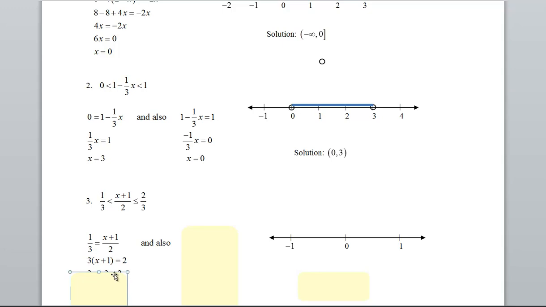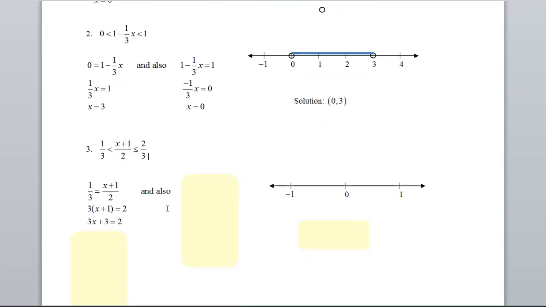Let's see what I did. Distribute the 3. So now I'm going to subtract 3. So I'm going to have 3x equals negative 1. And then divide by 3. So I'm going to have x equals negative 1/3. So this one, I need an open dot. So let me put it about right there.